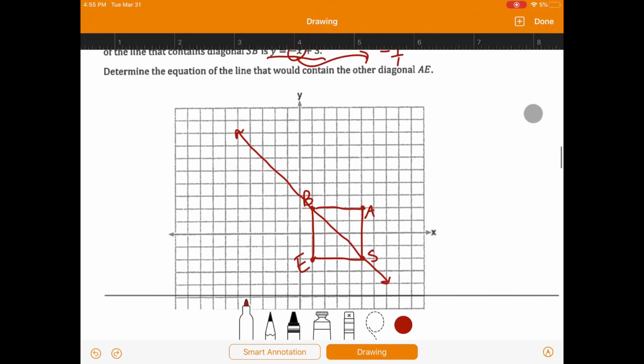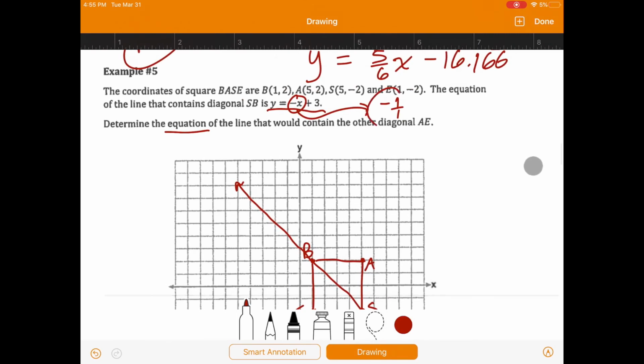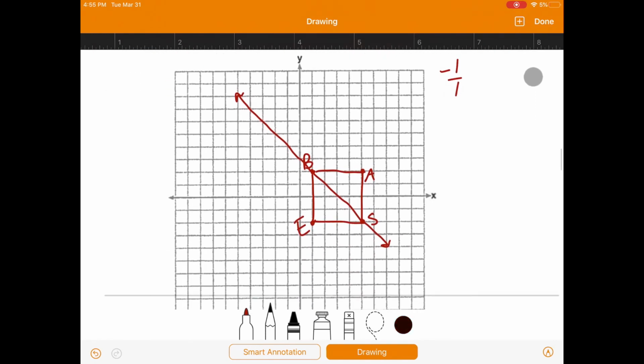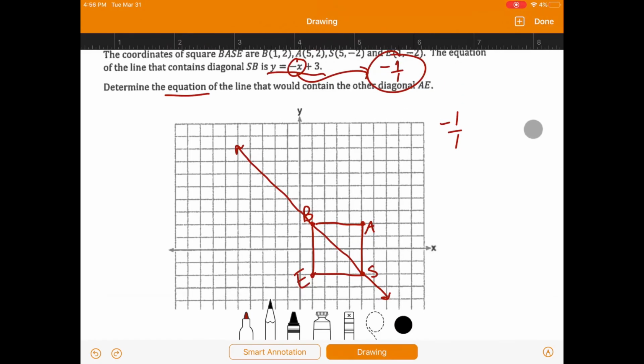So we're going to figure out the equation of the other line. You can do this graphically if you want to, or you can do algebra like how we've been doing. I'm going to show you the algebra way first, and then I'm going to explain the graphing way as well. So the slope is negative 1 over 1. We know that if we're going to do the other diagonal, it's going to look something like this, connecting the other 2 points. It's going to be perpendicular.